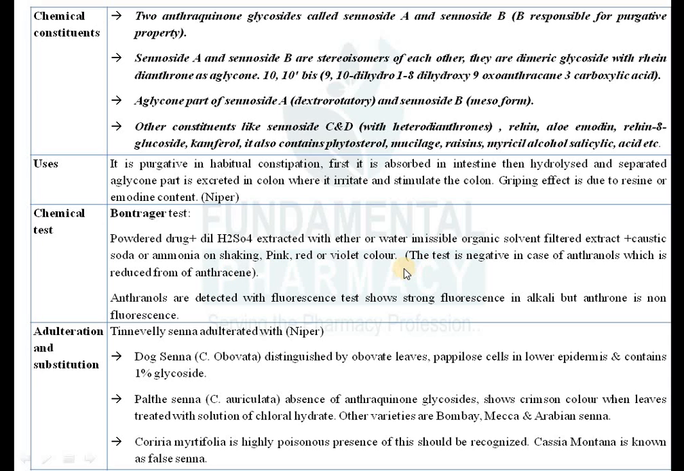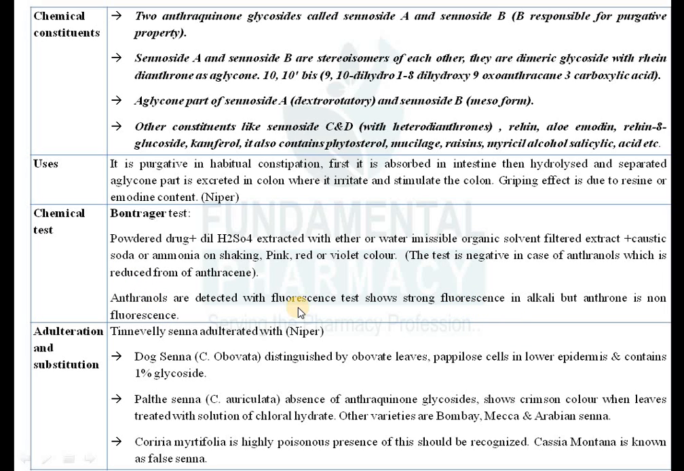That is due to the presence of anthraquinone. So anthraquinone, not anthranols. Anthranols are the reduced form of anthraquinone. That's why anthranol will not give the Borntrager test positive, but anthraquinone will give. Anthranols are the reduced form of anthraquinone.